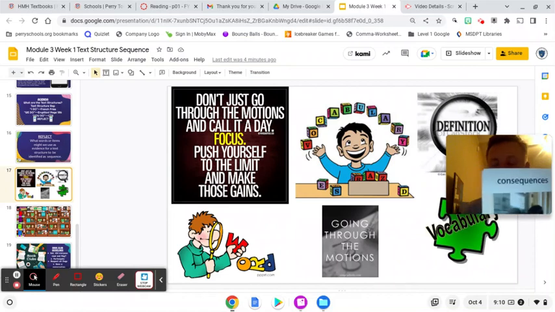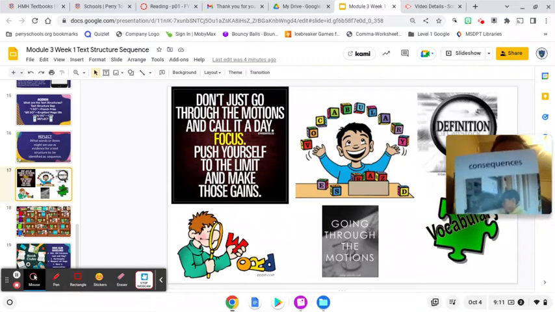Consequences means the outcome from the event that happened. Repeat. Teach it. Consequences means the outcomes of the event that happened.